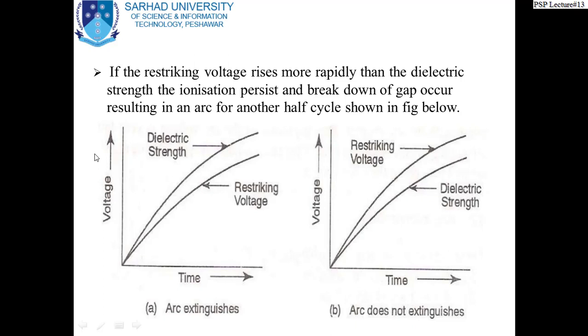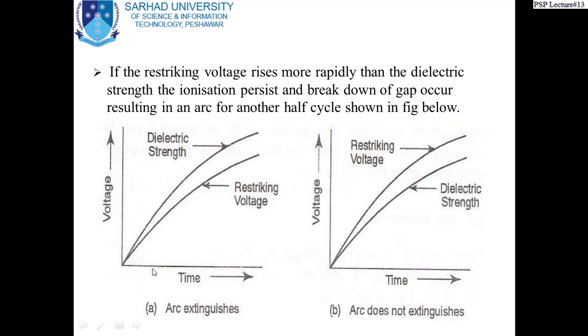May I explain this graph to you. If the restriking voltage rises more rapidly than the dielectric strength, the ionization persists and breakdown of the gap occurs, resulting in an arc for another half cycle, shown in the figure below. Now, gentlemen, this is only a half cycle phenomenon, only a half cycle phenomenon.